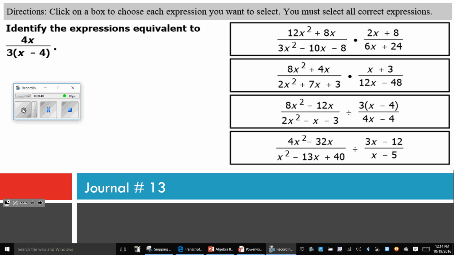Okay, so remind me one more time. What's my motto? Factor, cancel, smush. That's for multiplication. And how do we divide? We don't divide. We multiply by the reciprocal. So, which ones are equivalent to 4x divided by 3 times quantity of x minus 4? The first and the last.